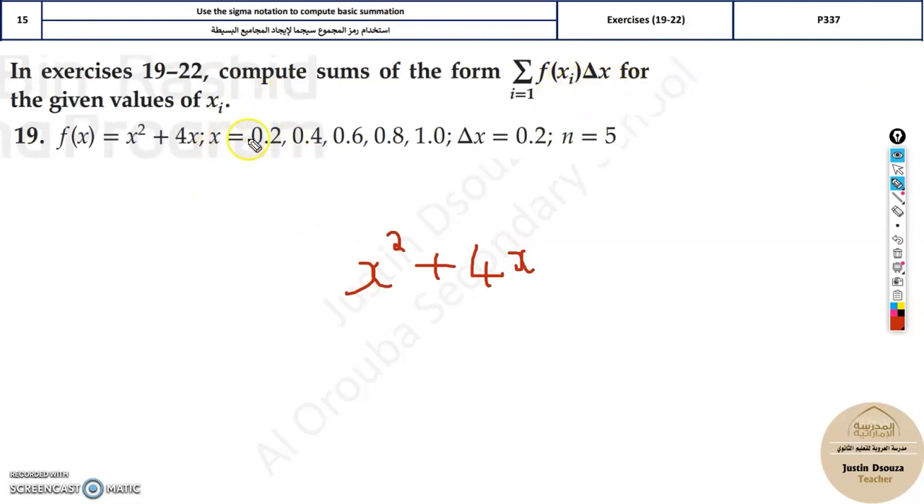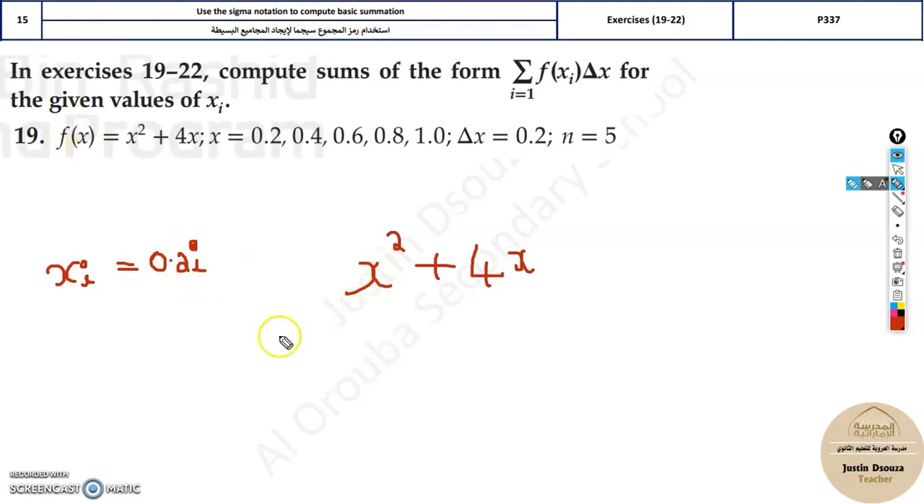Xi value is basically the spacing, the initial value, that is 0.2. So xi will be 0.2 i, the initial value plus the previous value from 0.2. What is that previous value? It is 0. So whenever it starts with 0, we don't add anything. In the next problem, we'll see that adding part. But over here, it starts with 0, 0.2, 0.4, and so on. So xi is this.